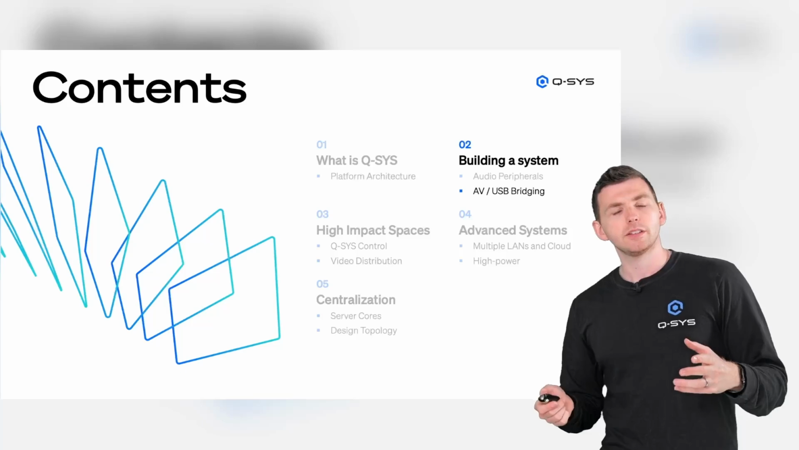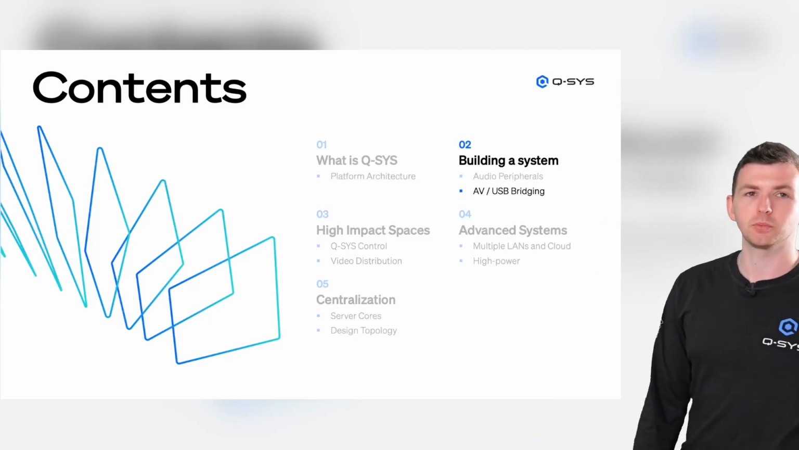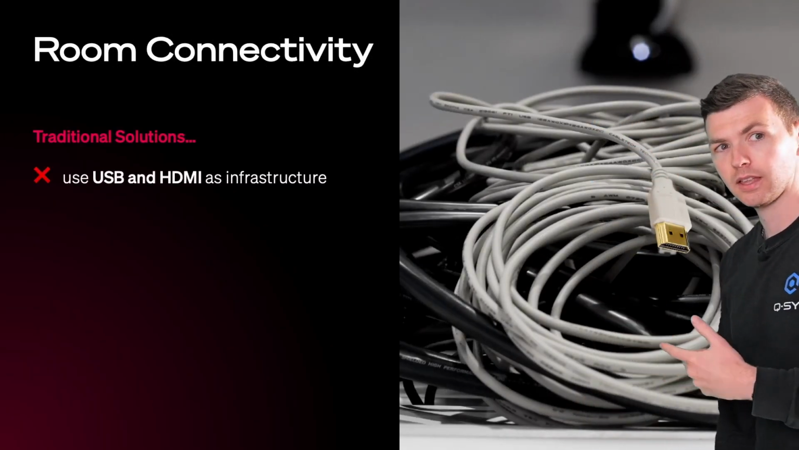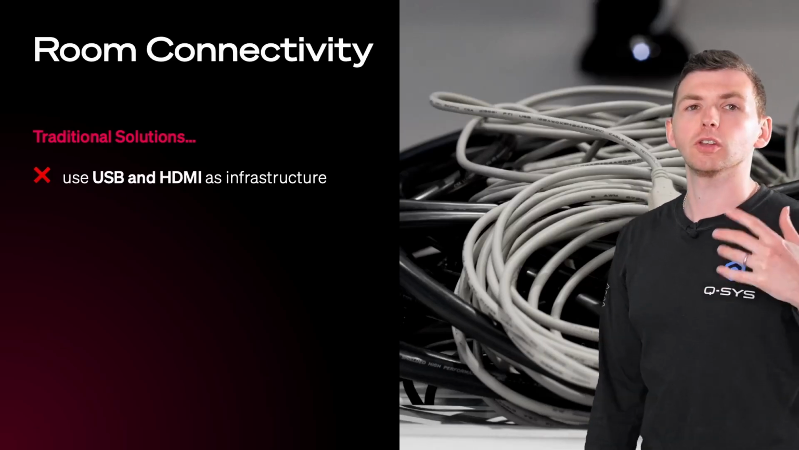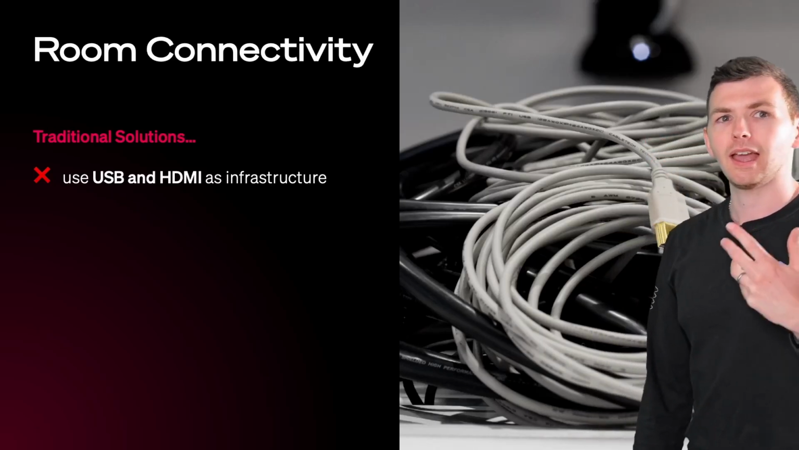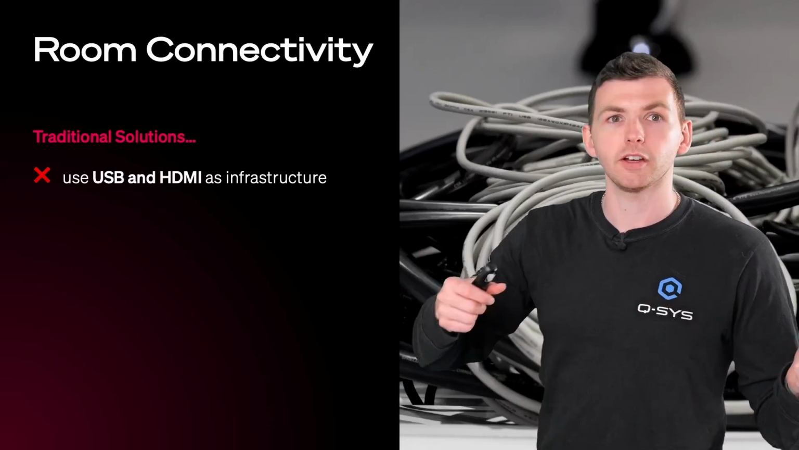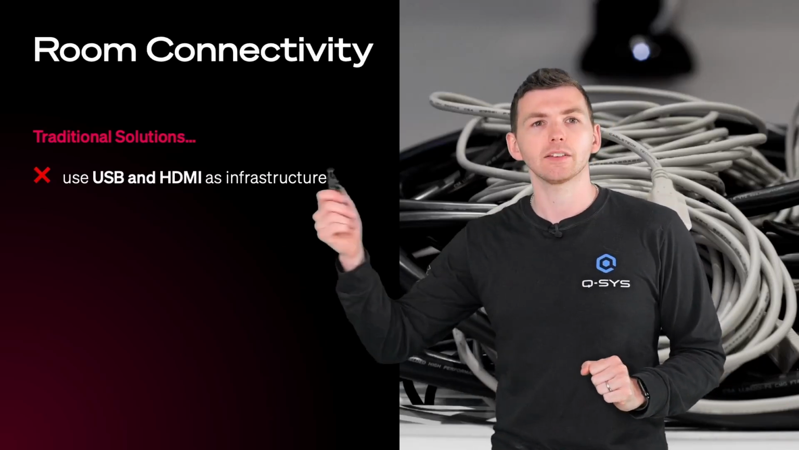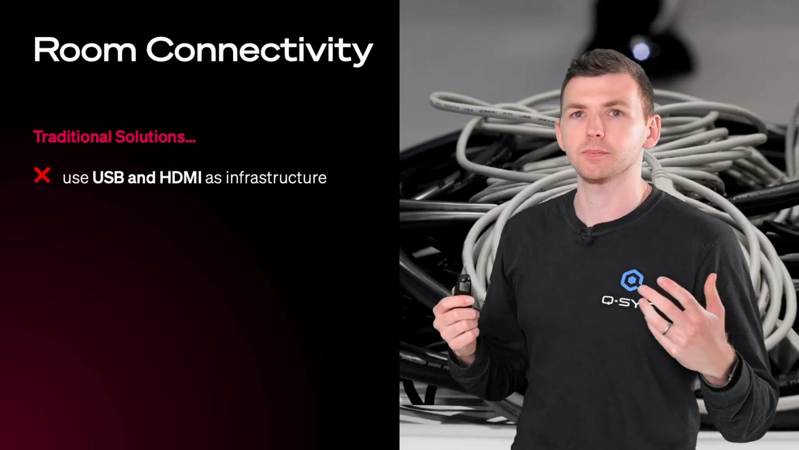Now, the reason this exists, the reason it's very important, is that many of the kind of systems we're talking about basically look a little bit like this, okay? Traditionally, we're forced in the AV space to use long runs of USB and HDMI, not just as a connection between one device and another device. That's great. But actually, we have to use them as infrastructure, like the backbone for the whole system.